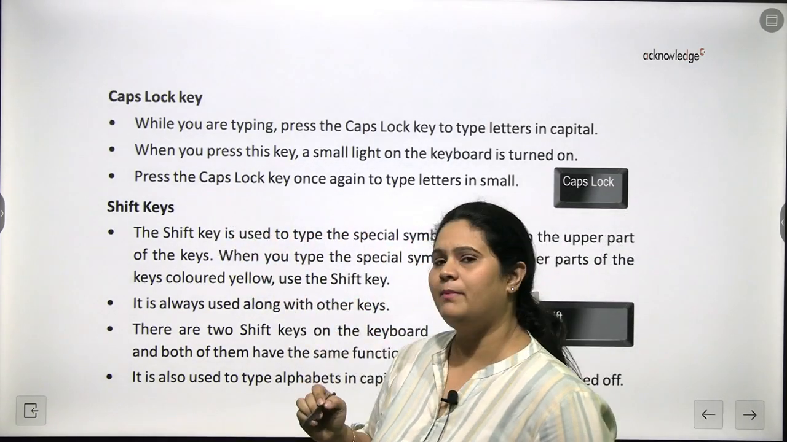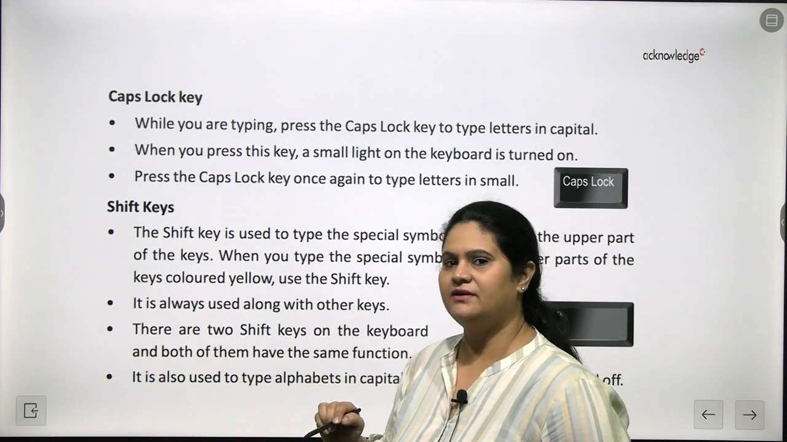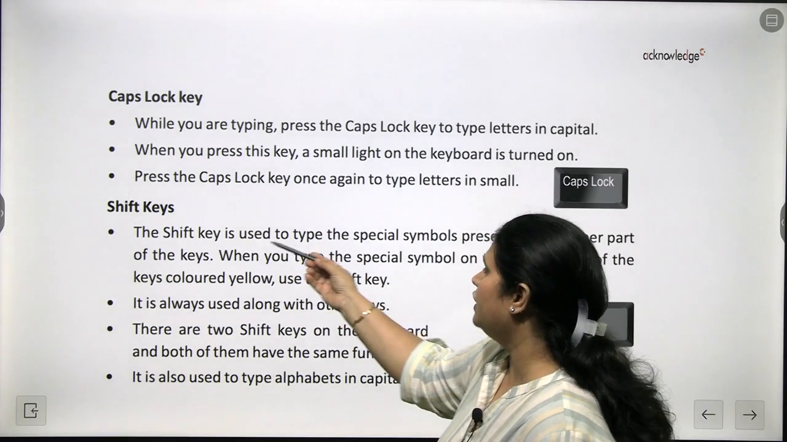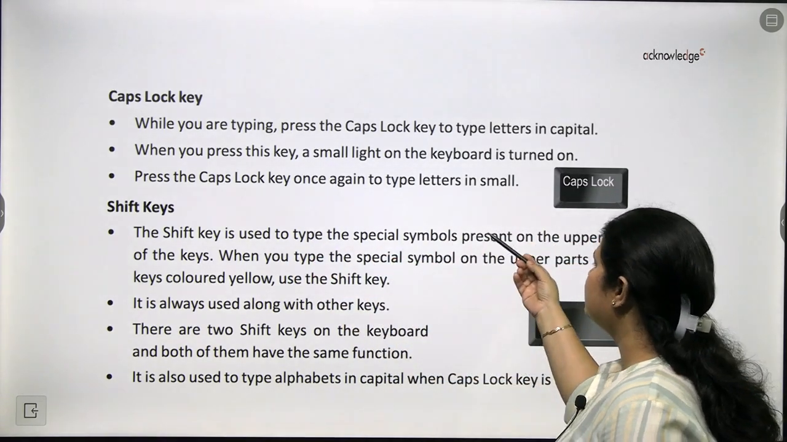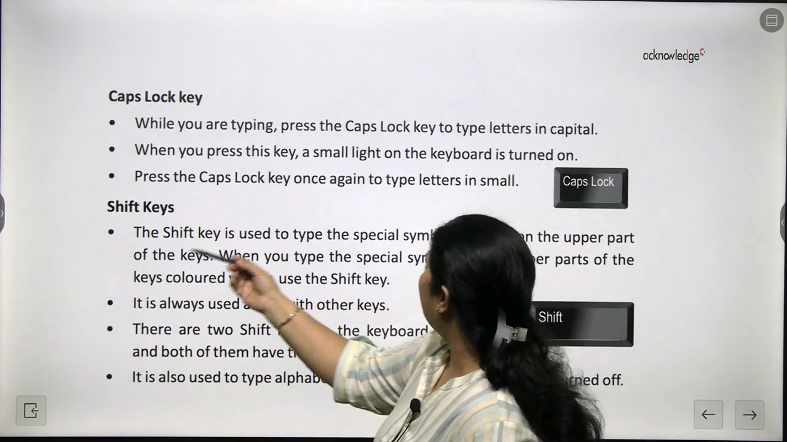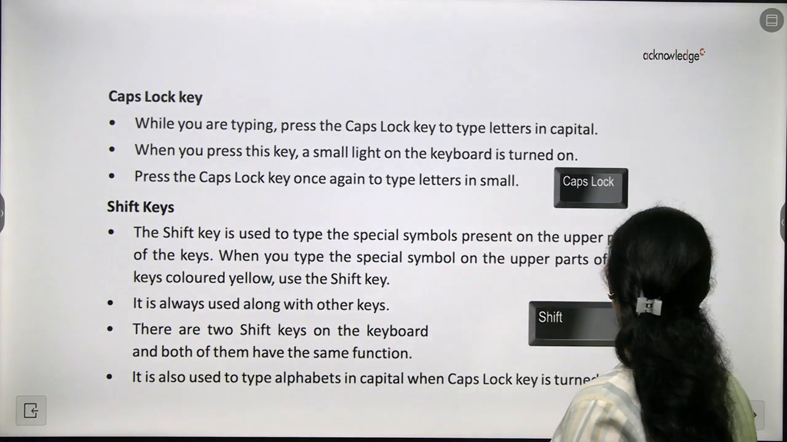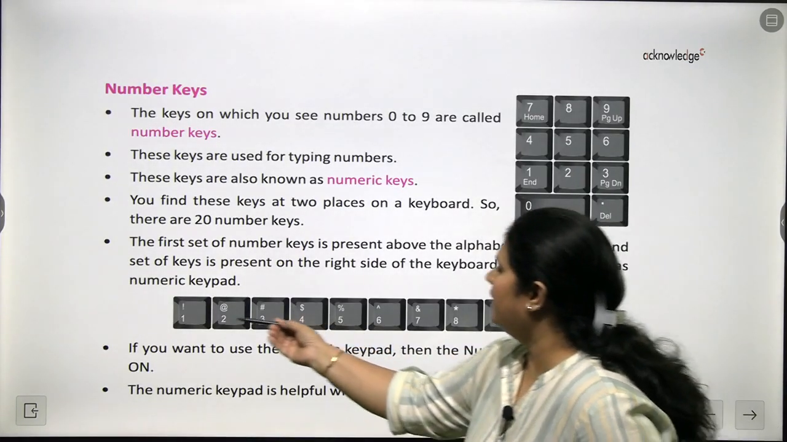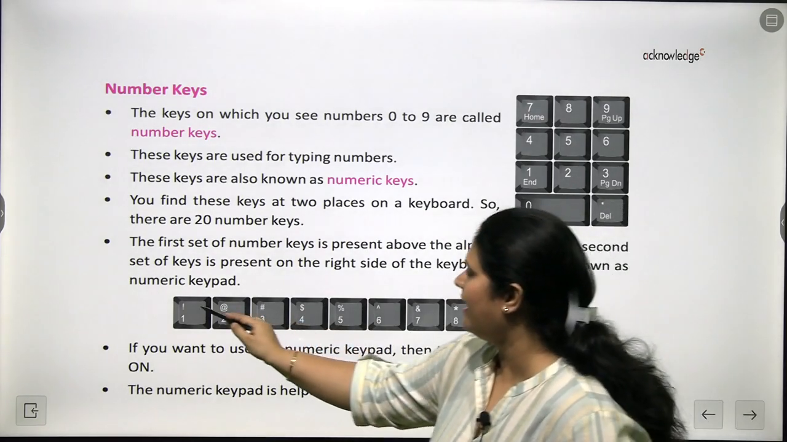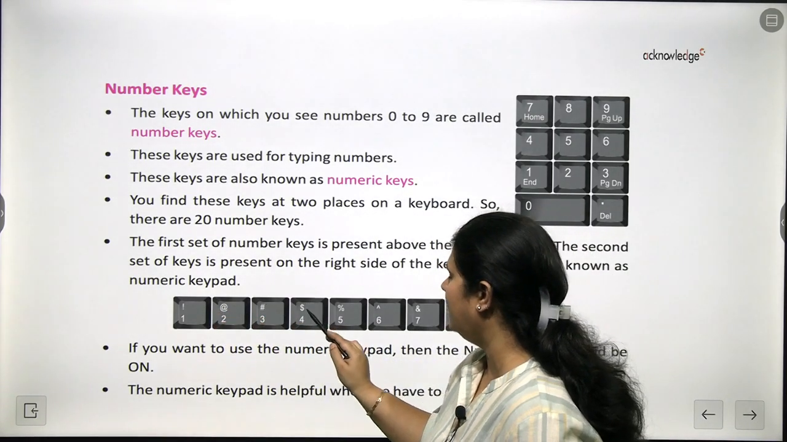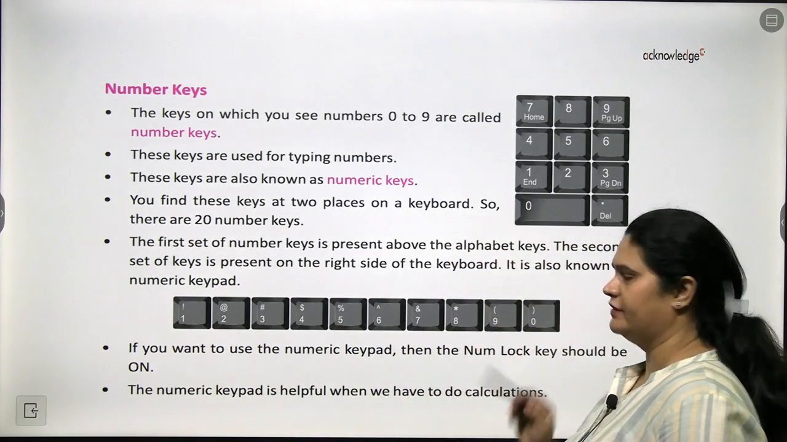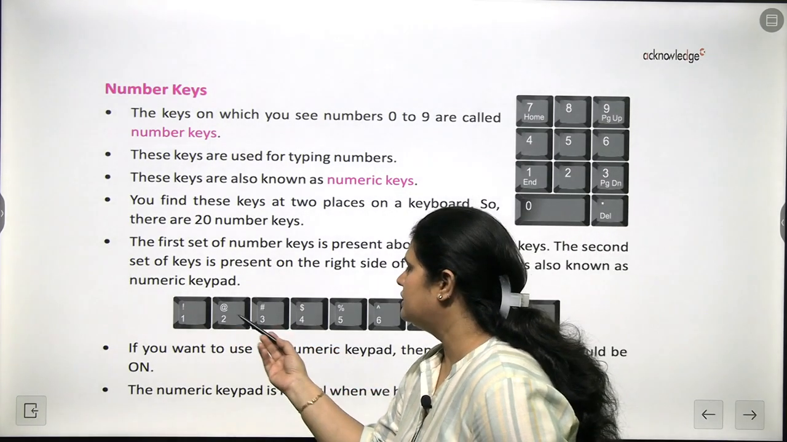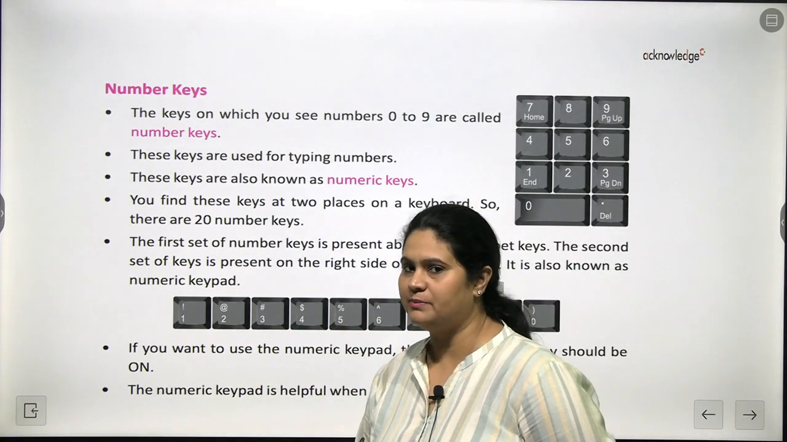So, let's talk about the shift keys, right? We have 2 shift keys. Now, these are used to type special symbols present on the upper part of the keys. As you can see here, there are so many keys which have, see the number keys for example, they have some symbols that are made on the top of it. When you simply press these keys, what will be typed? 1, 2, 3, these numbers will be typed.